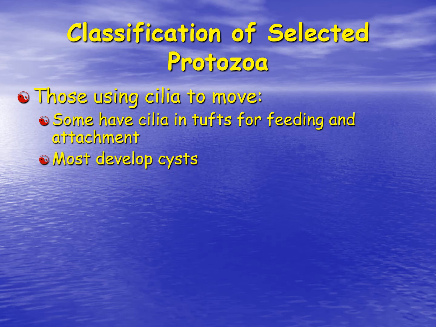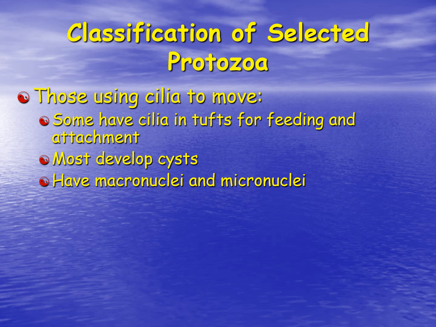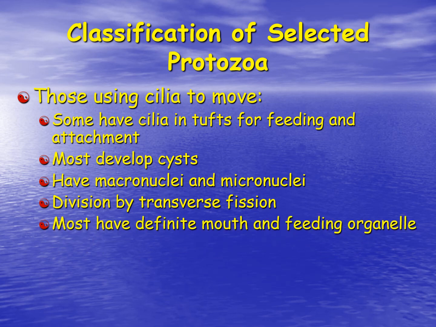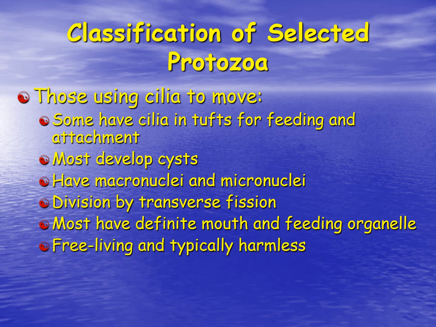Most of them can develop cysts, and they may have macronuclei and micronuclei, meaning they may have one very large nucleus and then some smaller ones that also contain some DNA. They primarily reproduce by what's known as transverse fission. Typically, those that have cilia are elongated, and so they simply split in half along their long axis. Most have a definitive mouth and feeding organelle that's really kind of a primitive digestive system. Most of these ciliated protozoa are free-living and typically harmless.